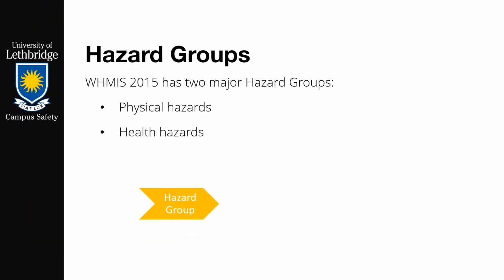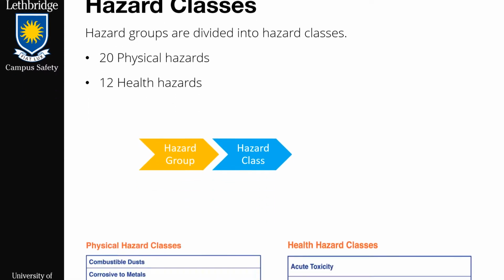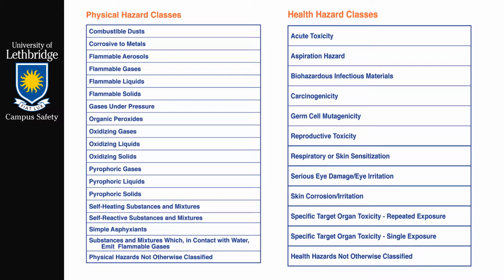WHMIS 2015 has two major hazard groups: physical hazards and health hazards. Each hazard group includes hazard classes that address specific hazardous properties. Hazard groups are then further divided into 20 physical and 12 health hazard classes. These charts show all hazard classes from each hazard group.